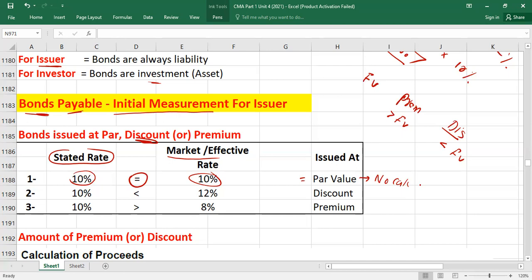Scenario number two: if our stated rate, let's assume it is 10%, is less than the market rate, where the market rate of interest is 12%, but we are offering only 10%. So we are paying less than market. If you are going to pay less interest than market, today you can collect less money than face value. That is why bonds will be issued at a discount, and this requires calculations.